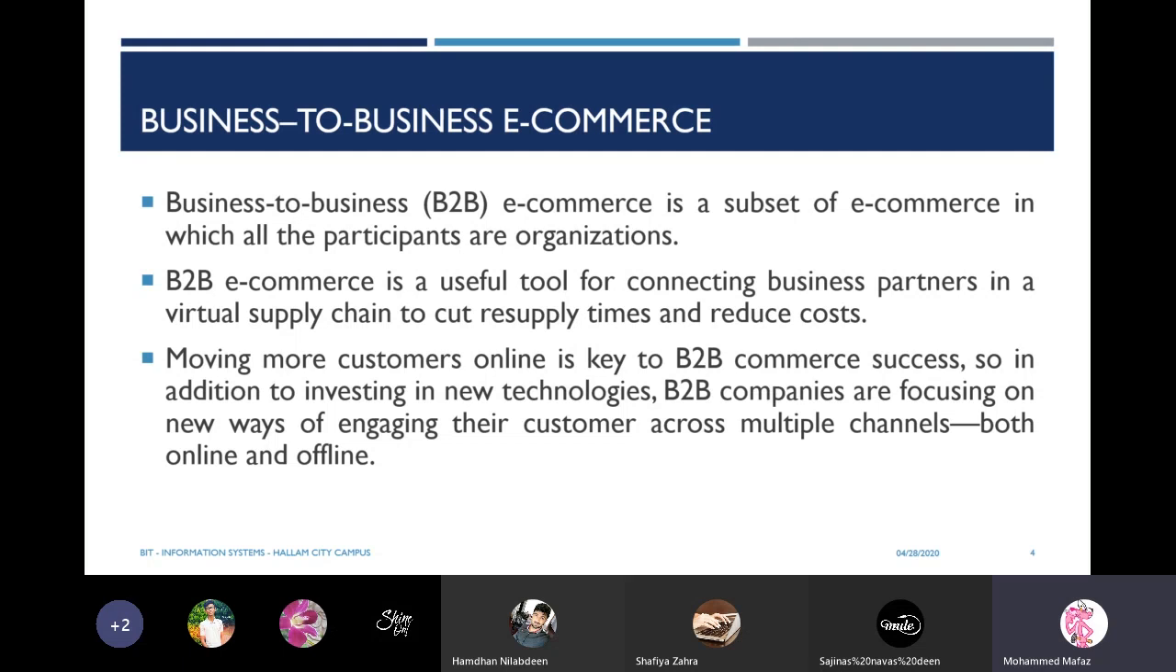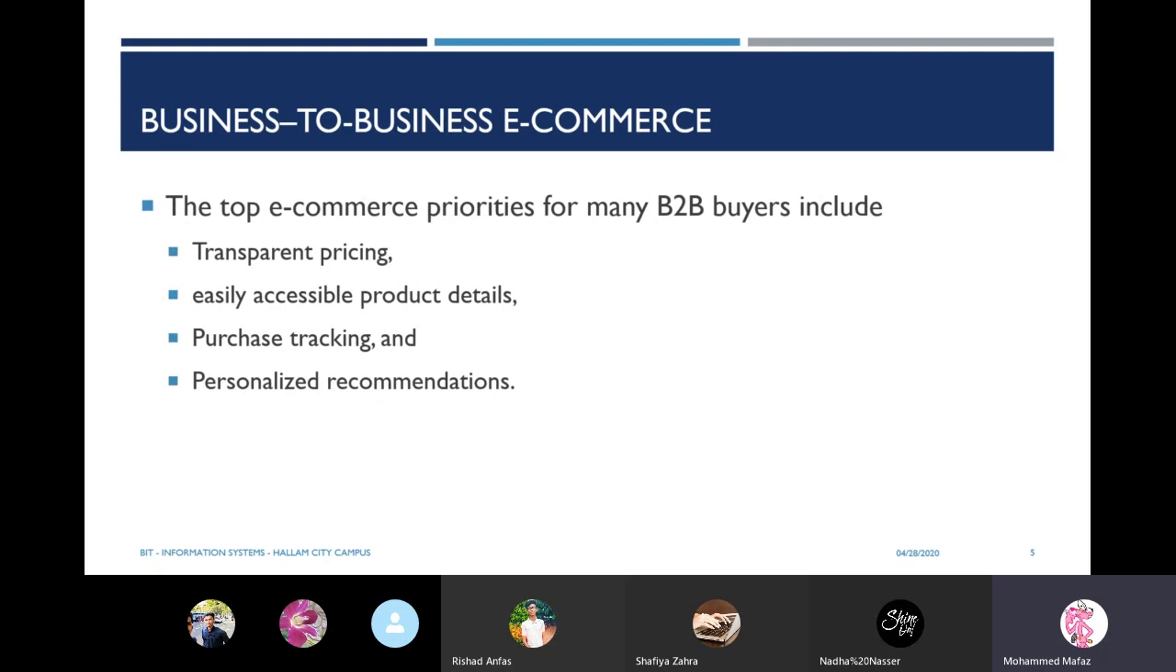Right? There are a lot of different strategies being used to bring the customers to the online platform or the online mode of buying things. The top e-commerce priorities for many B2B buyers include transparent pricing, easily accessible product details, purchase tracking, and personalized recommendations. If you look at the customer's point of view, these are some of the features customers are expecting when they want to move to an e-commerce platform. They want to have an idea about whether pricing is transparent enough, whether you can easily get more details on the products, and if you have made a purchase, whether you can track it.